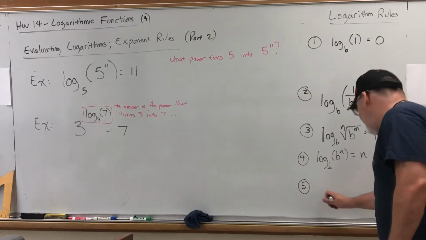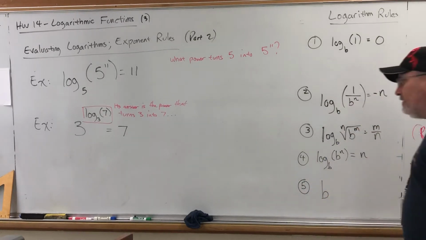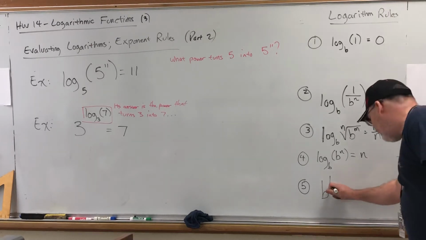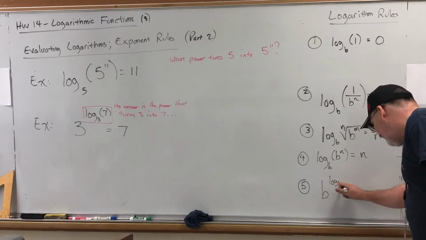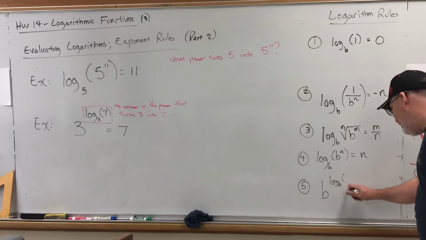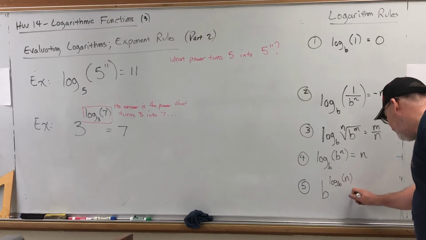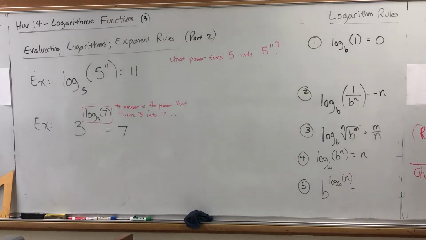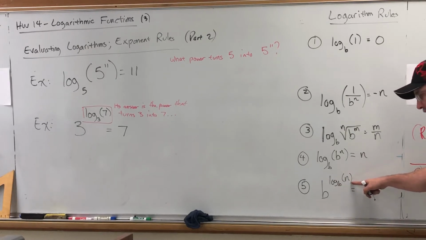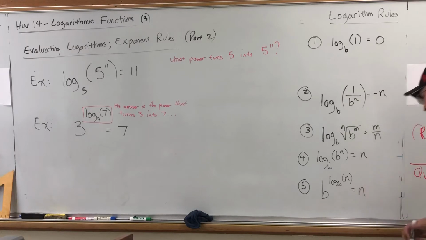Well, you start with any base, we'll call it b, and in the exponent, you put a log on it. But that log must have the same base. But the argument can be anything, we'll call it n. Whatever the answer to this is, as a power, it turns b into n. It's on the b, so it turns it to an n. It's almost a canceling process.